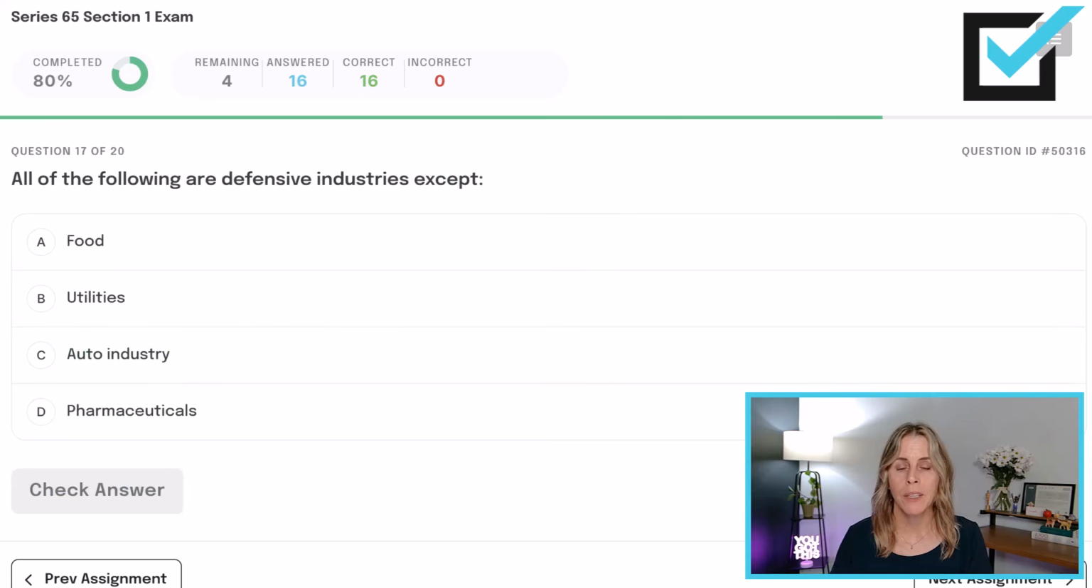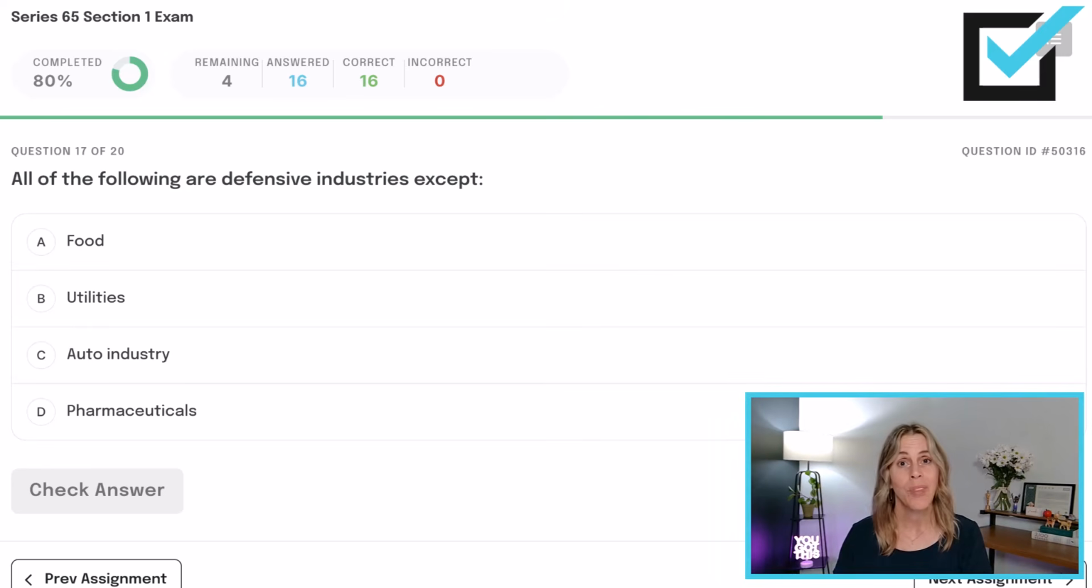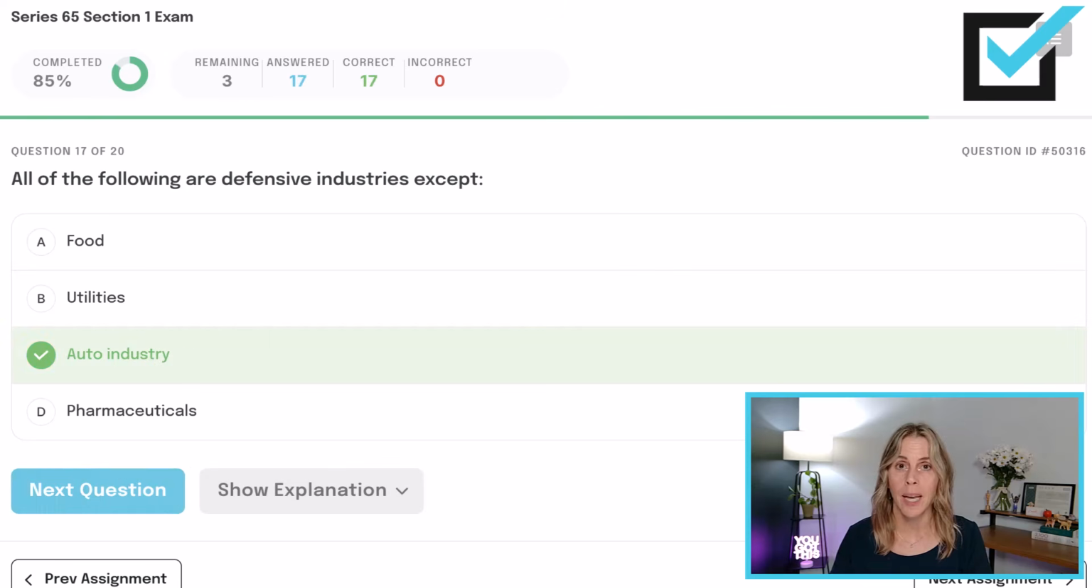All of the following are defensive industries except. So there's a data bank of questions underneath this, and I never know which 20 questions I'm going to get, so that every time you take the test, you get a different experience. So just happen to get two of the same type of question in a row. That's my luck. Food, utilities, auto industry, pharmaceuticals. So we're looking for what is not defensive. The auto industry. Cars are a type of durable good, as we just learned.